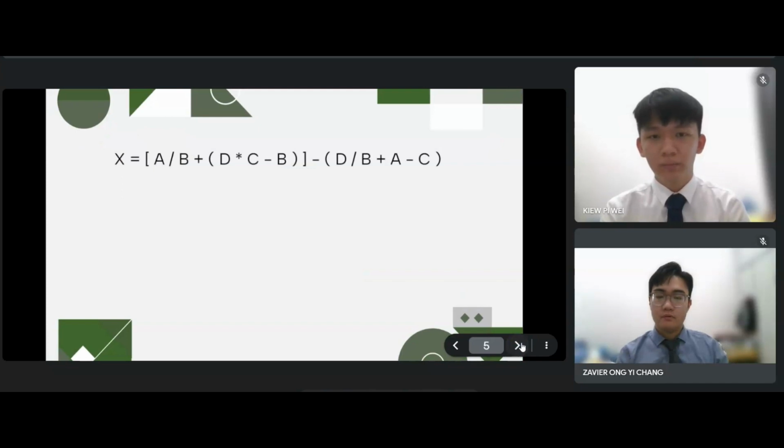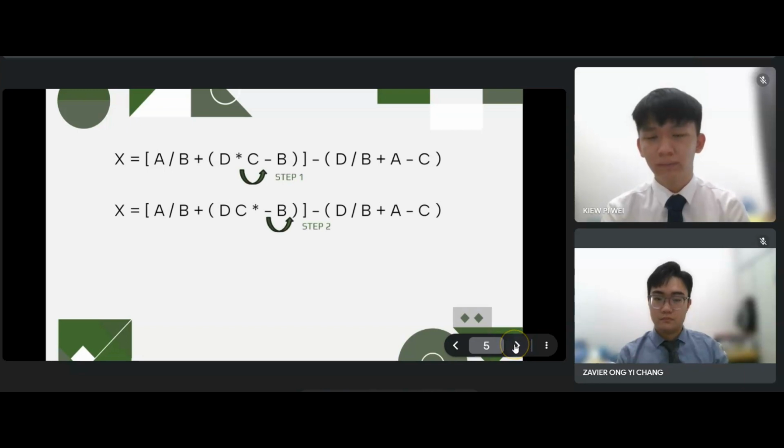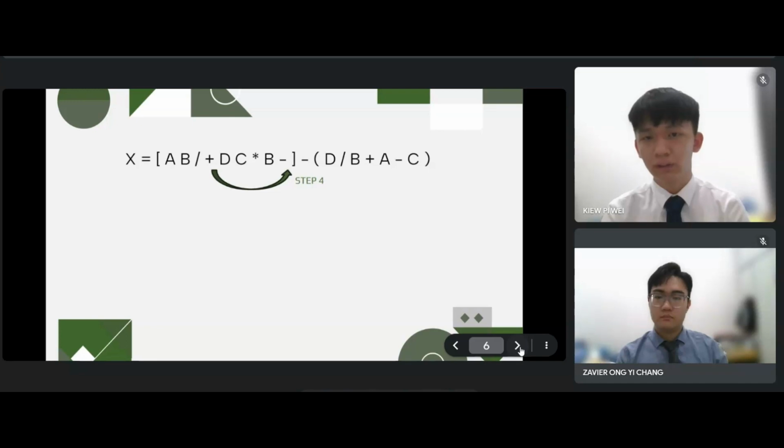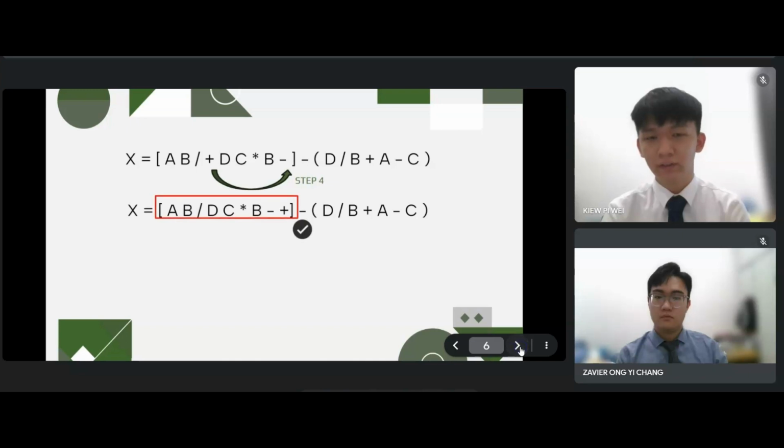Step one is we move the divide to behind c. Step 2 is we move the subtraction to behind b. Step 3 is we move the a divide b to behind b. Step 4 is we move the addition d to behind the b minus. And at step 5 we can see the first equation is done, and now we look at the second equation.